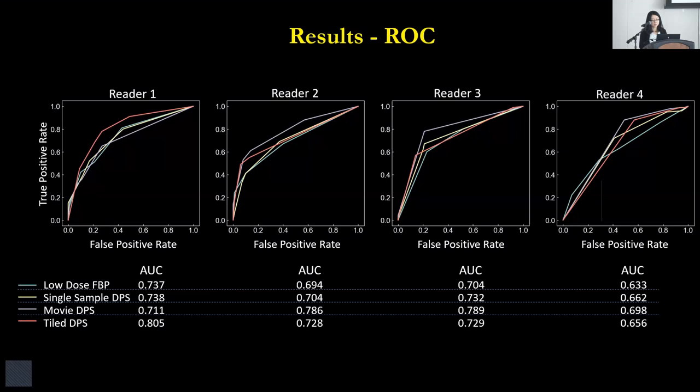Another very interesting observation is that for readers 3 and 4, the tiled method actually performs worse than the single sample method. And for reader 1, the movie method performs worse than the single sample method. This is very interesting because the exact same samples and images are used in the movie versus the tiled display, but how readers integrate this information is very different and very reader dependent.